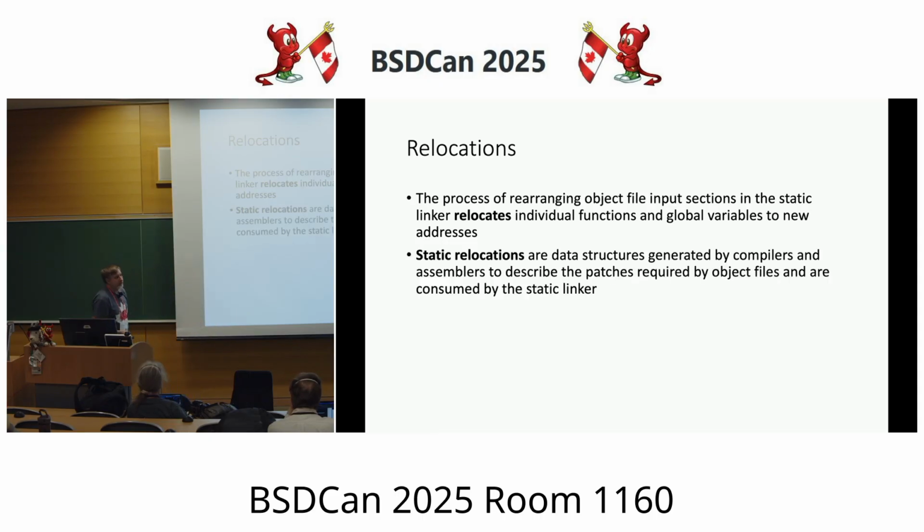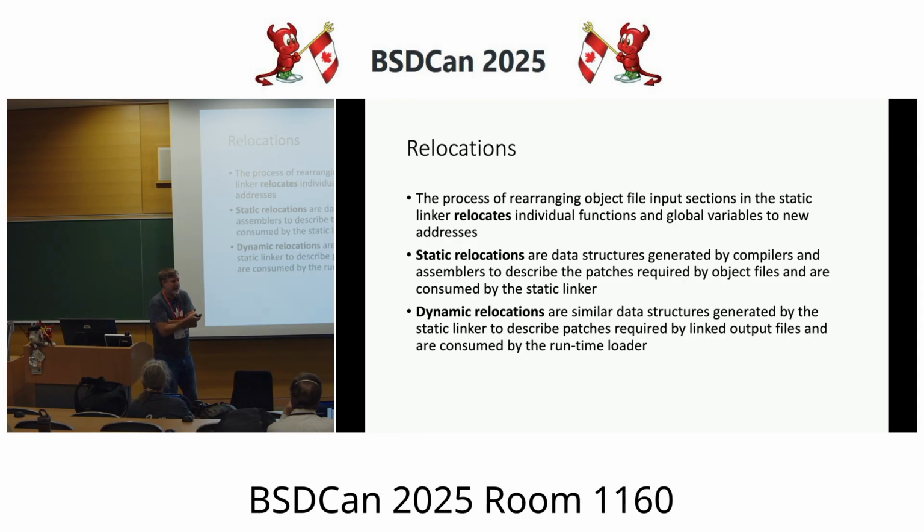And relocations come in two different flavors. The first kind are static relocations. Static relocations are a data structure that the compiler and assembler cooperate to generate. Mostly the compiler does it, but they both cooperate. And those describe to the static linker the patches it should do. They are intended to be generated by the compiler and consumed by the static linker, and they handle things that are defined at link time.